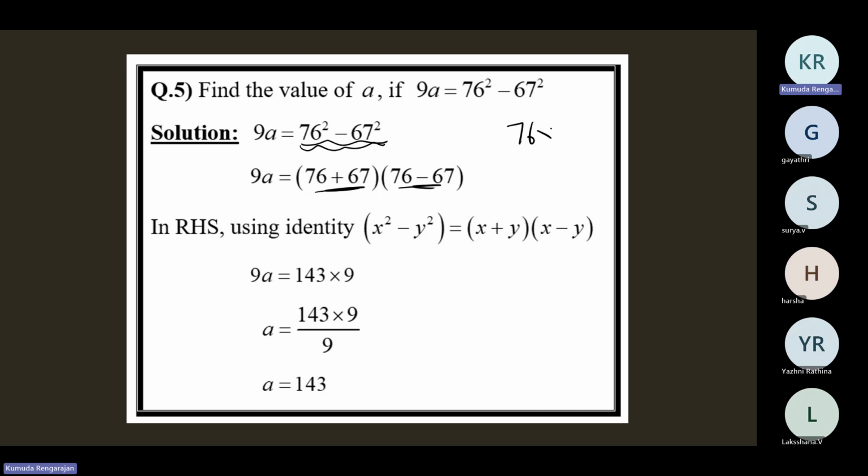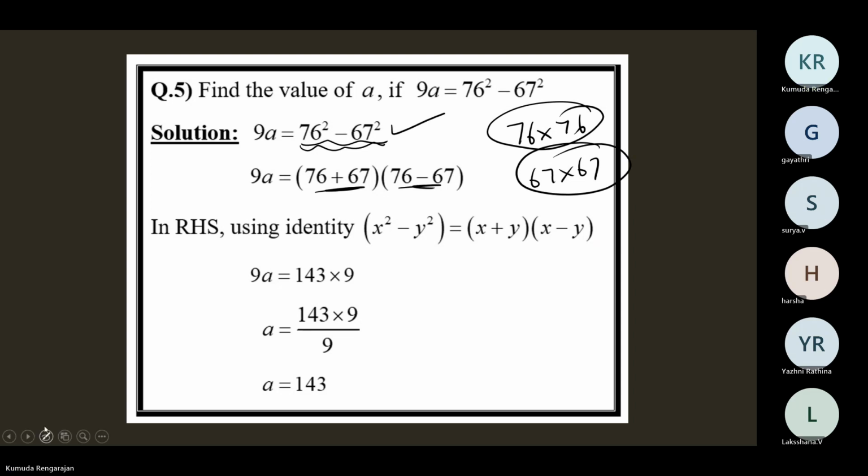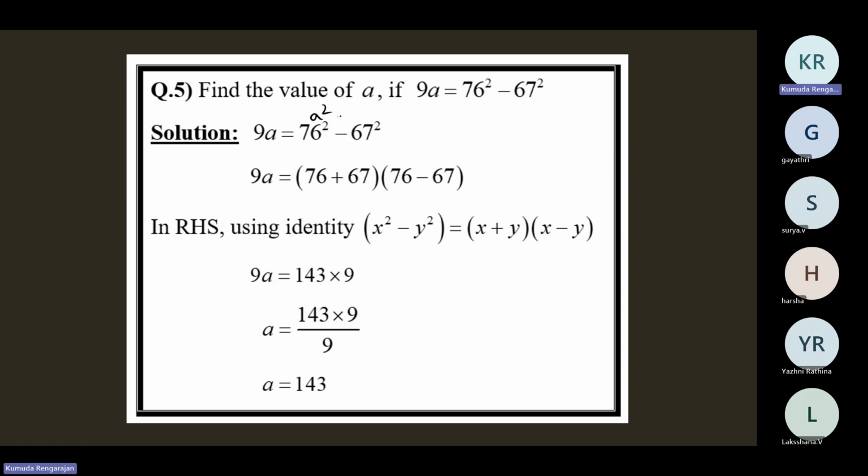Do not find 76 into 76, 67 into 67 and use those values. The answer which you get will be the same, but you're not supposed to find the products like this. You're expected to use the identity. A square minus b square is equal to a plus b into a minus b. So 76 plus 67 into 76 minus 67.